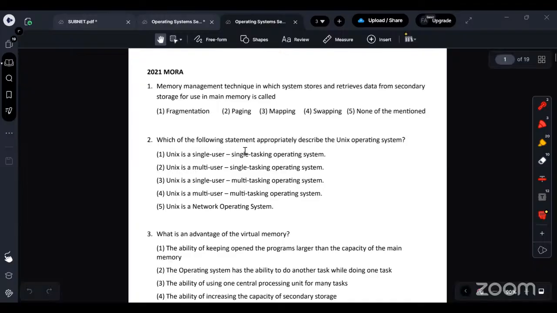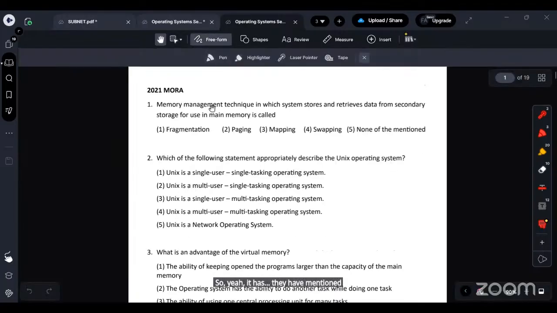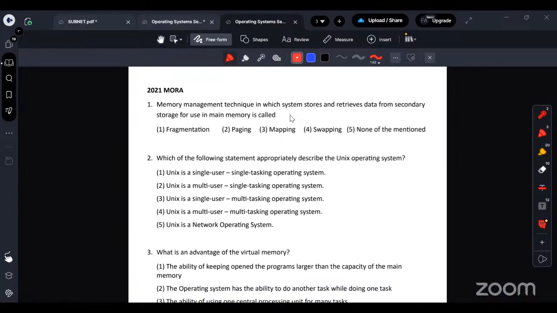All right, so that was clear, right? So here they have mentioned stores and retrieves data, right? That suits best for what? Paging. Because swapping, what does it mean? It means moving the entire process. So I hope that part was clear.